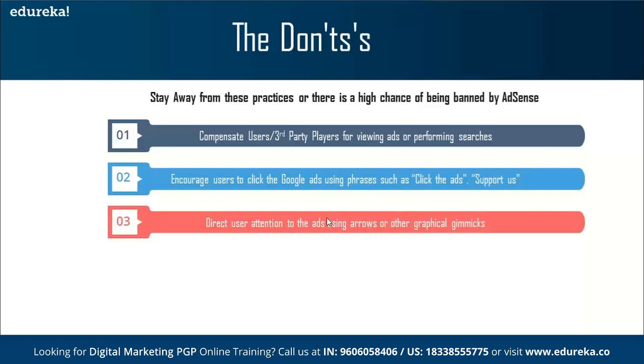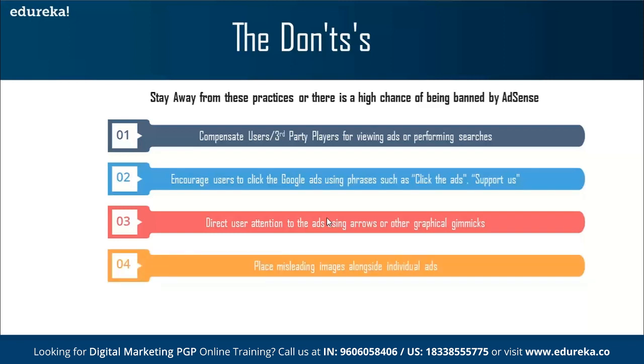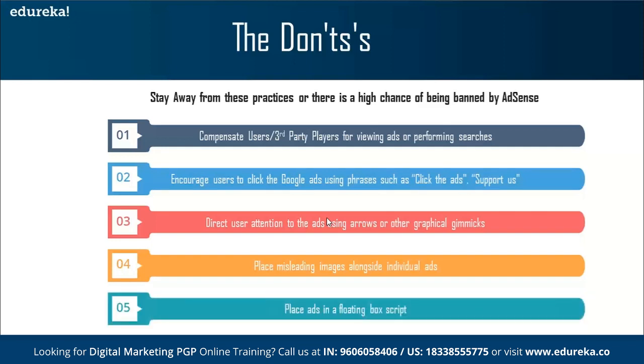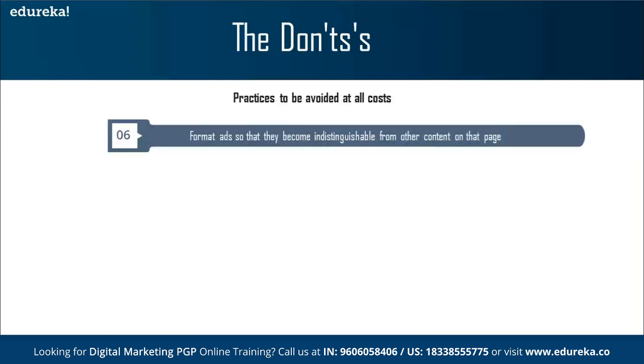Never try to draw user attention to the ads using arrows or some graphical gimmicks. Never try to place misleading images alongside individual ads. Basically, ad units should be very clear. They should clearly say that these are ads. So if you place anything nearby, Google is not going to like it. Never place ads in a floating box script. Google does not like it. The same practice has to be avoided at all costs.